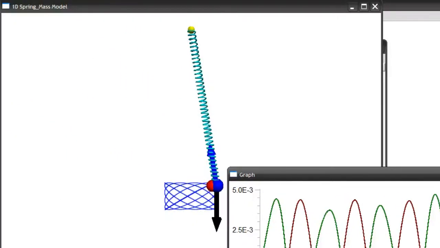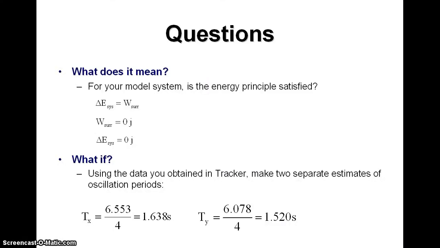As you can see, our model did a fairly good job of modeling the observation. My explanation for the differences between the two is experimental error and the fact that the spring in our observation is not really an ideal spring. Now, we will answer the two questions. First, what does it mean? Does our model satisfy the energy principle?